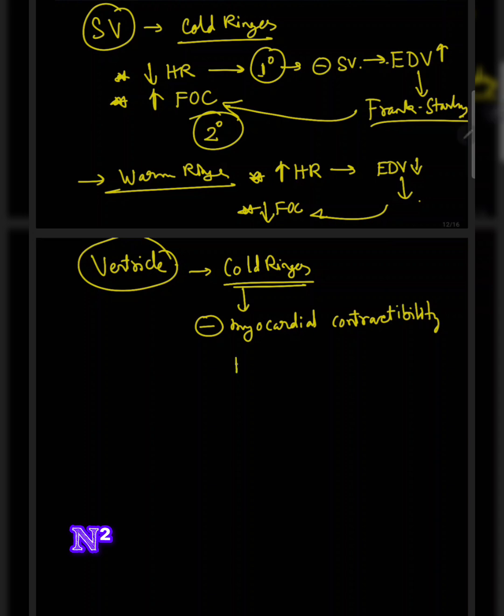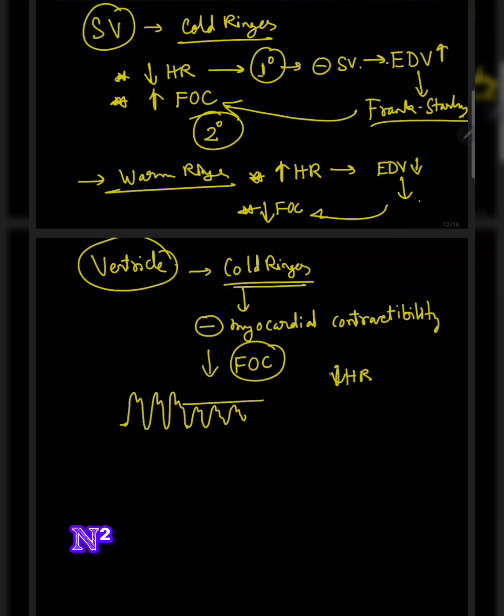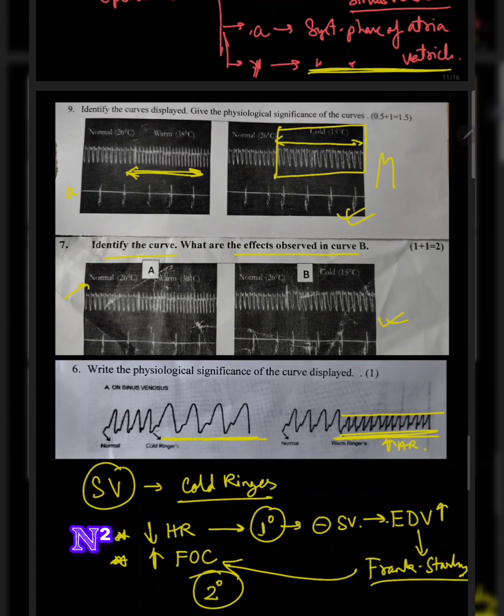So what happens? The force of contraction will be affected and you will get a lesser force of contraction, or the amplitude that you get in a cold ringer. It will have lesser amplitude, but the heart rate won't be affected. It will neither decrease nor increase, because the heart rate is regulated by sinus venosus. So that's why in the warm solution you can see almost it's equal, okay. Almost the rates are equal, okay.